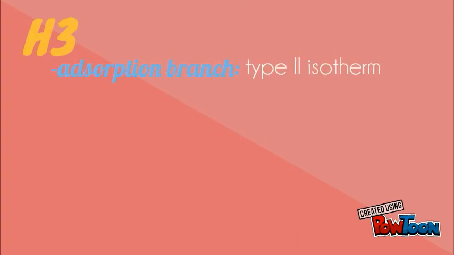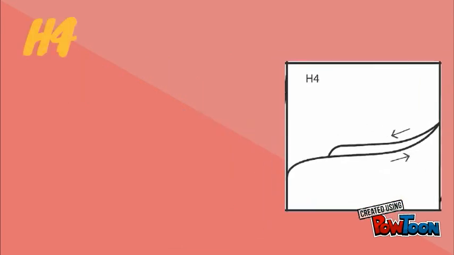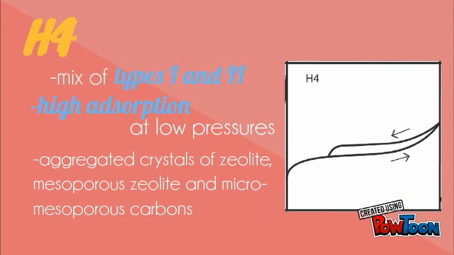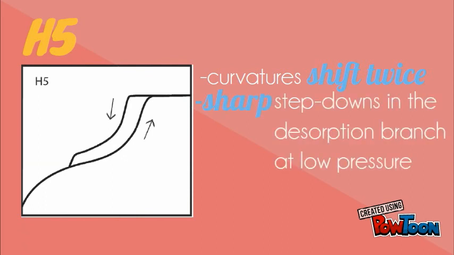The desorption branch lower limit is at cavitation-inducing pressure. The adsorption branch appears like a mix of Types 1 and 2. In H5 loops, adsorption and desorption branches' curvature shift twice. They are characterized by sharp step-downs.